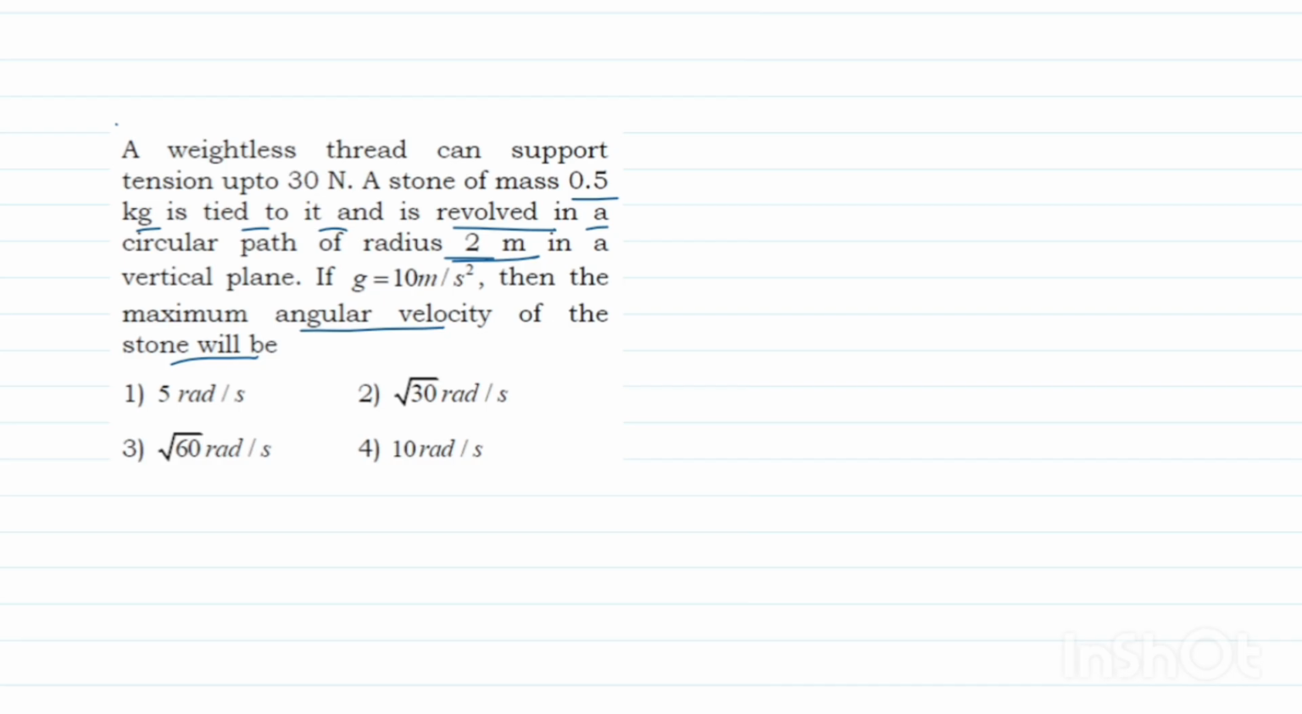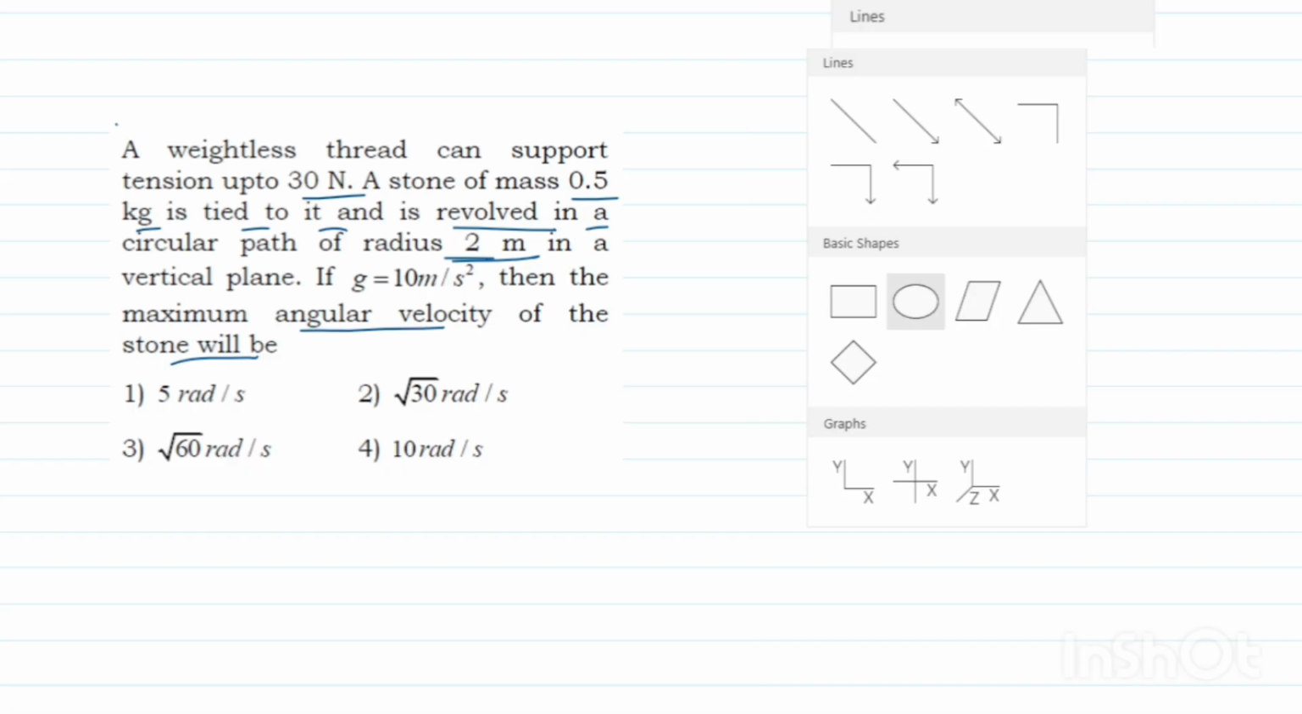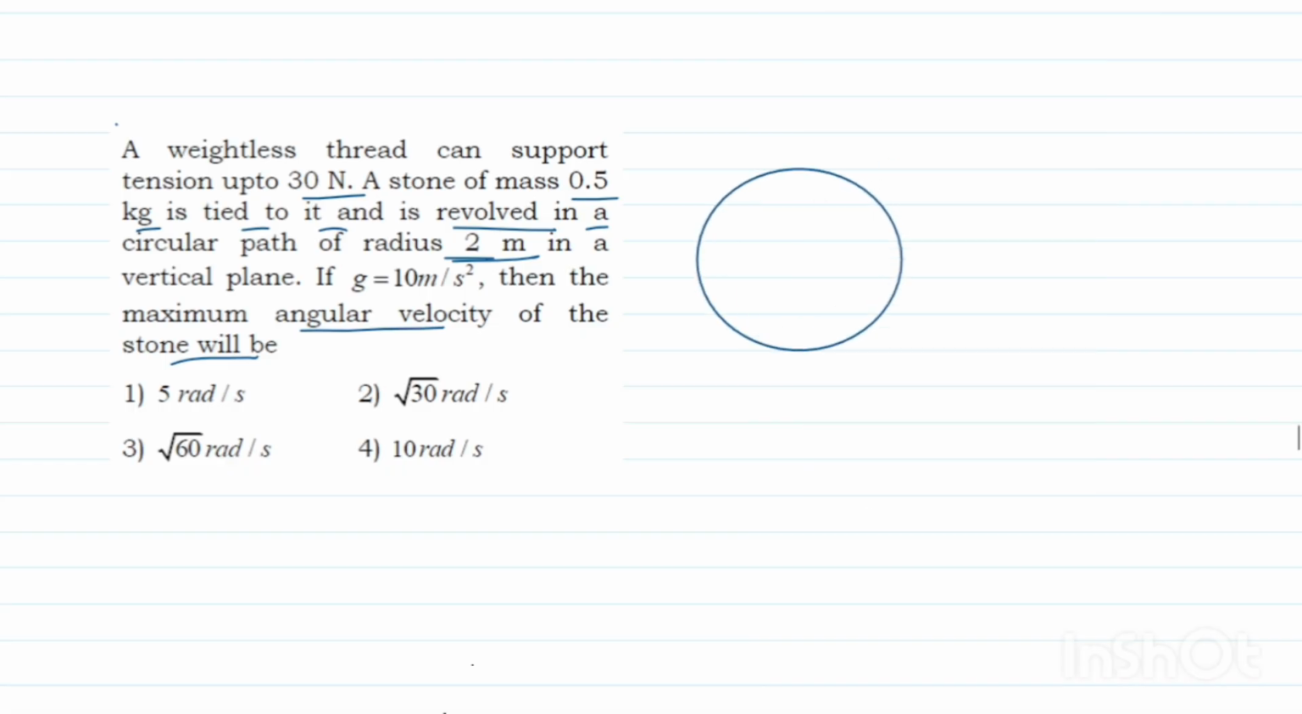It's going to withstand up to 30 newtons here, students, and it's going to be revolving in a circle. It's a vertical circle, it's given. The maximum angular velocity they're asking. So a weightless thread is given, it's going to support some weight, and here it's given as 30 newtons. Its radius is given as 2 meters, and it's moving in a vertical plane. The maximum angular velocity they're asking.